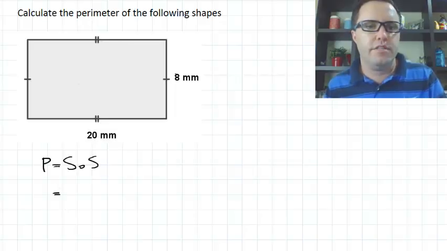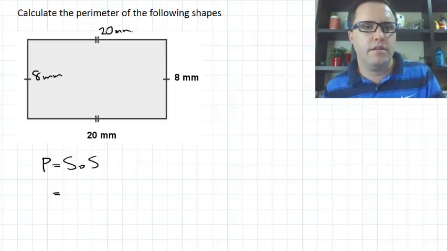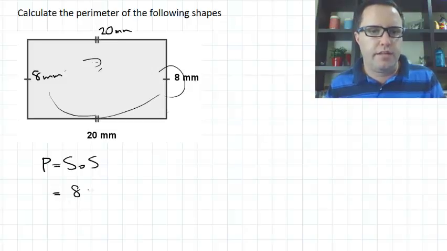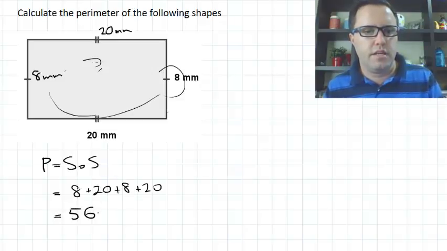Okay, right, so if this is 8 millimeters and we've got a single dash, that means that this side's also 8 millimeters. And if this is 20, it also means this is 20. Okay, so we just start somewhere. We're going to go around clockwise and we're going to add them all up. Okay, so we'll have 8 plus 20 plus 8 plus 20. Okay, 40 and 16 is 56 millimeters.